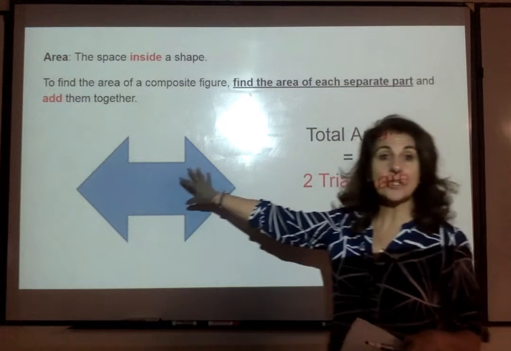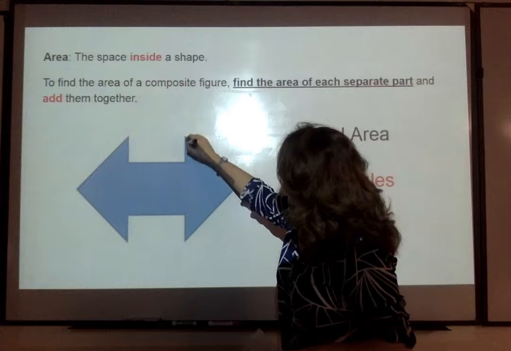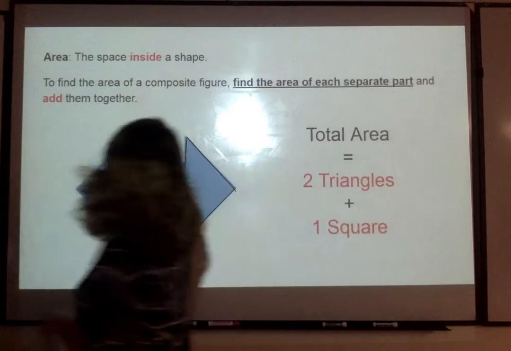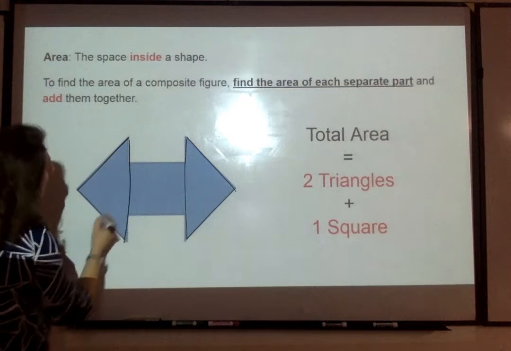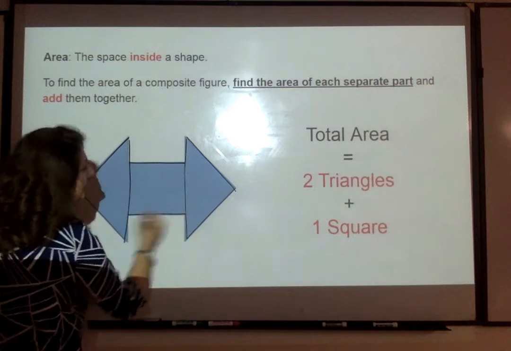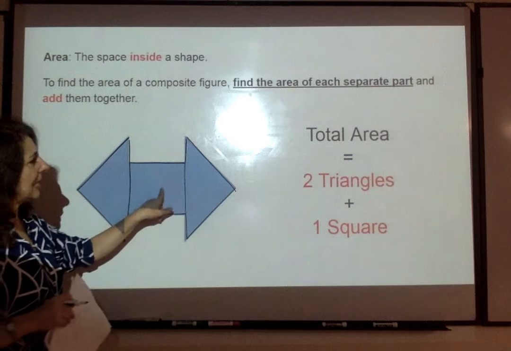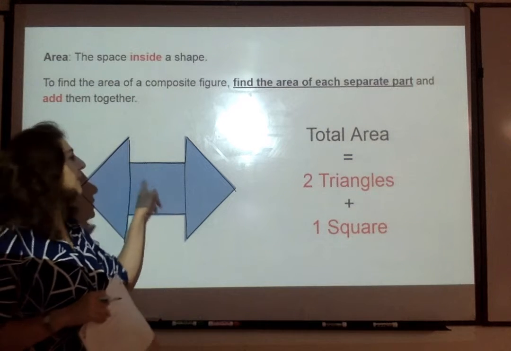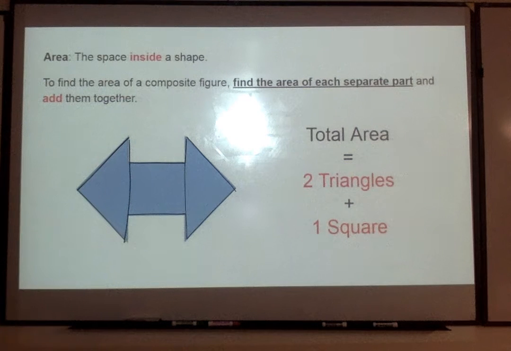Here we have, for this particular shape here, what do we have? We have a triangle here. We have another triangle right here. And we have a square. So we have 2 triangles and 1 square. These are the geometric figures that form this shape over here.